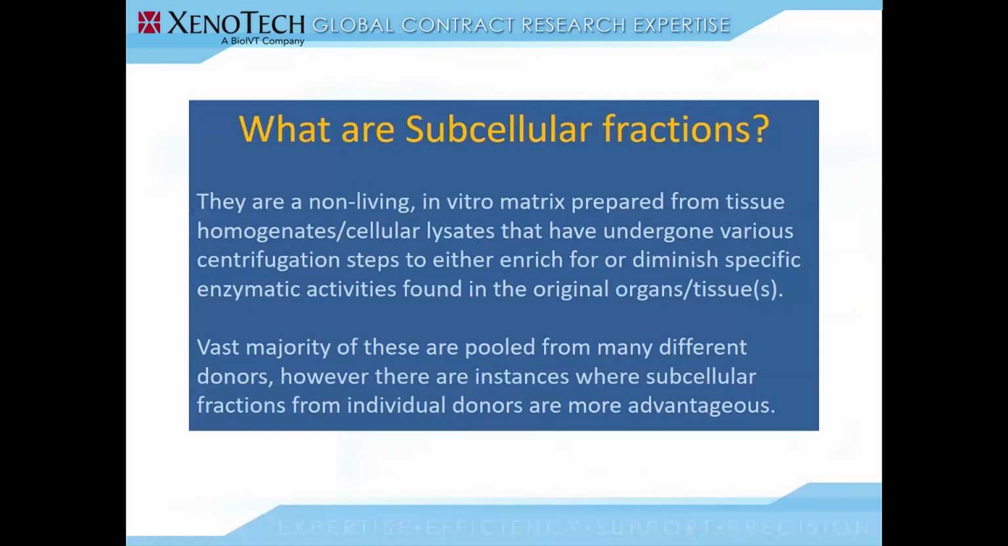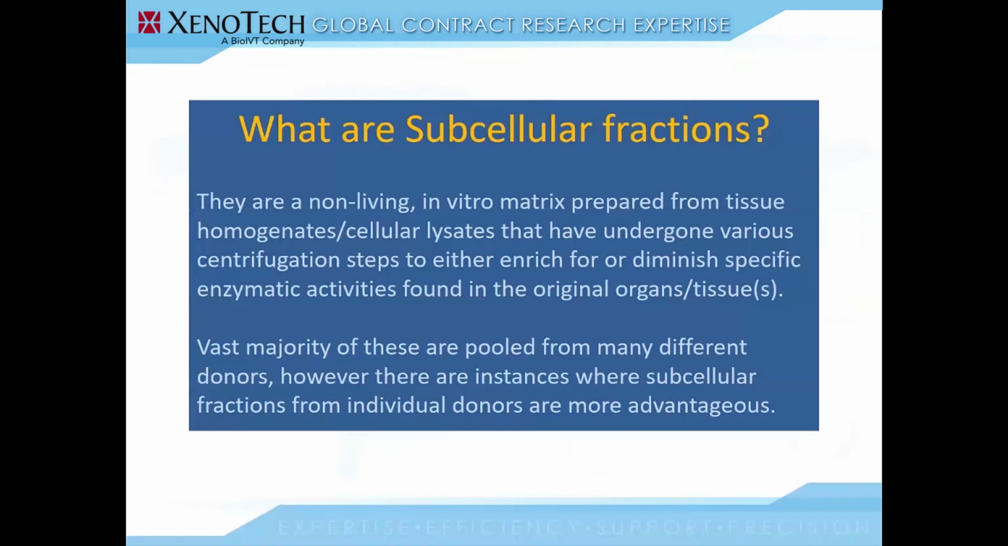The different types of subcellular fractions have undergone various centrifugation steps to either enrich for or diminish specific activities found within the source tissue. The vast majority of the most commonly used subcellular fractions are pooled from many different donors. This is done to minimize donor-dependent phenotypes, as individual donors or small pools can skew data to only be representative of the donors in the pool and not necessarily the activity that you might find in a larger target population.